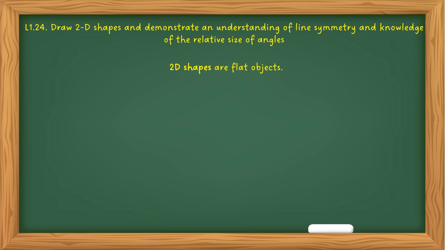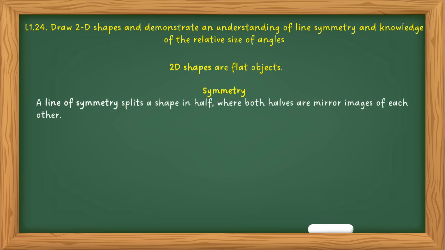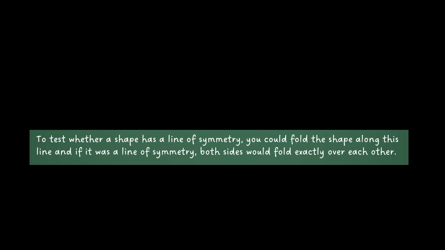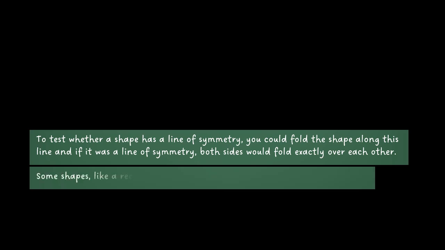Now let's look at 2D shapes, because 2D shapes are flat objects and they have lines of what they call symmetry. This word will come up quite often in your exams. Okay, now a line of symmetry splits a shape in half where both halves are a mirror image of each other. So if you imagine a butterfly's wings that fold up, you can see they're very symmetrical, there won't be any overlapping. Alright, to test whether a shape has a line of symmetry, you could fold the shape along a line, and if it was a line of symmetry, both sides would fold exactly over each other.